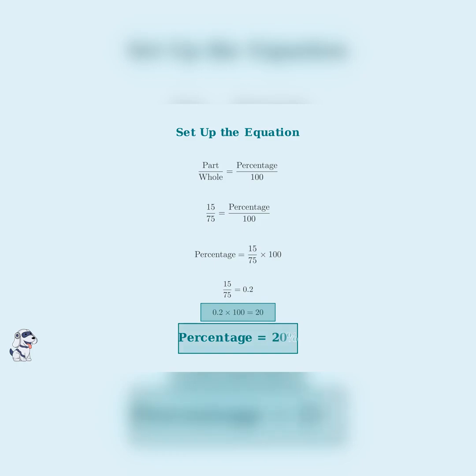Now we set up the equation. We use the formula, part divided by whole equals percentage divided by 100. Substituting our values, we get 15 divided by 75 equals percentage divided by 100. To solve for the percentage, we multiply both sides by 100. This gives us percentage equals 15 divided by 75 times 100. Let's calculate this step by step. First, 15 divided by 75 equals 0.2. Then, 0.2 times 100 equals 20. So our percentage is 20%. Looking back at our multiple choice options, the correct answer is C, 20%.